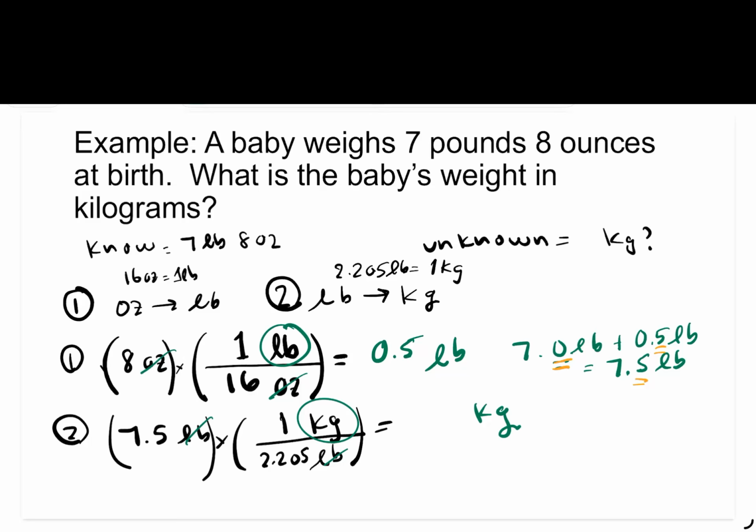When I do the math, 7.5 divided by 2.205 gives me 3.40. There's a 0 after it. I'm only going to keep 2 significant figures because this has 2 sig figs. Now we're doing a division. My answer is 3.4 kilograms to 2 sig figs.